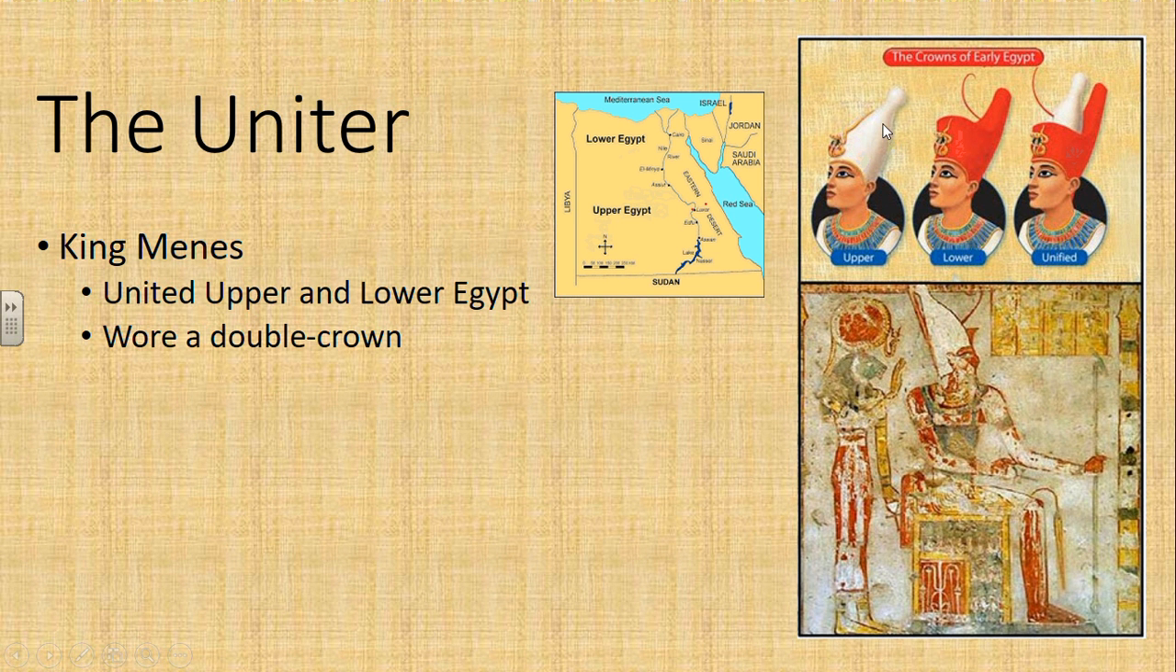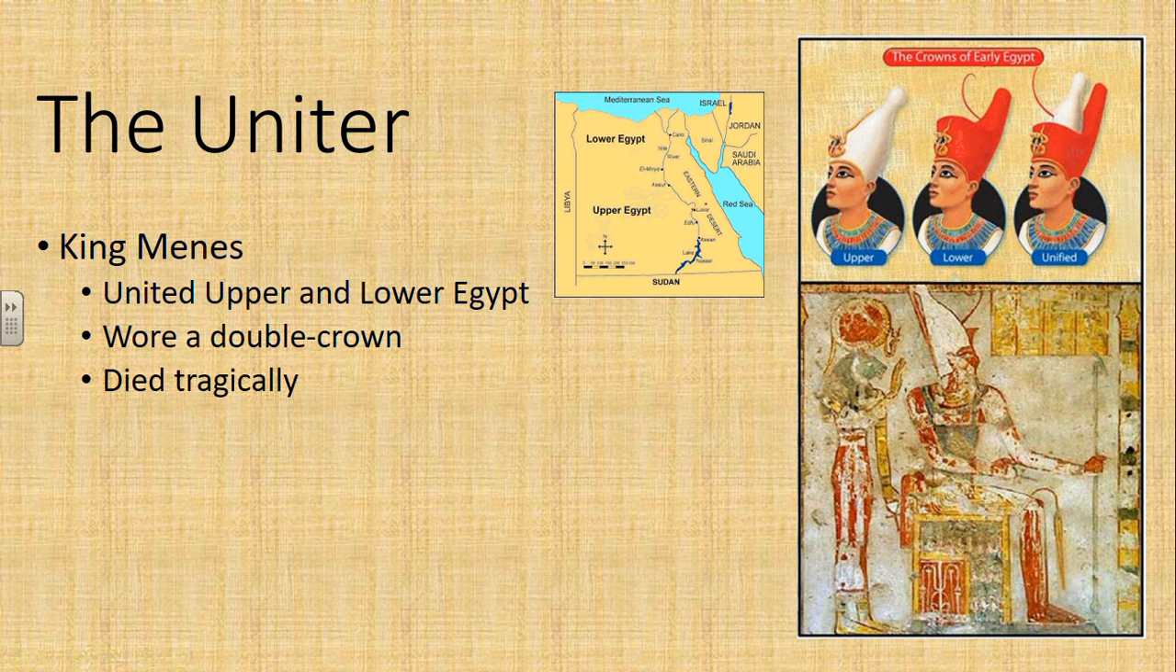So this is the crown that Upper Egypt pharaohs, kings wore. This is the crown that Lower Egypt kings wore. And then King Menes wore a double crown to show that he was over both Upper Egypt and Lower Egypt. And here you can see a hieroglyph painting of King Menes wearing that double crown.